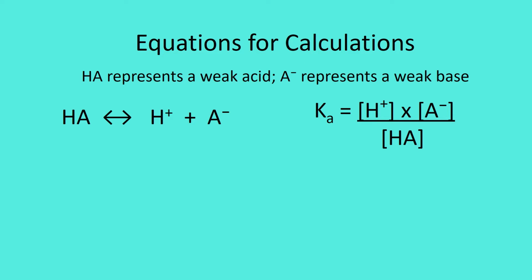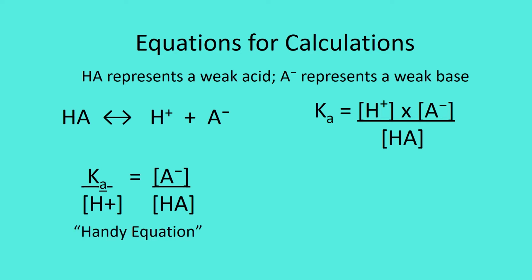The equation for the equilibrium constant for this dissociation, Ka, is H+ times A- over HA. Dividing both sides of the Ka equation by H+ gives us what I'm going to call a handy equation, because it will be handy for some of our calculations. This equation shows that the ratio of Ka for the weak acid to the H+ concentration is equal to the ratio of A- to HA, or in other words, the ratio of the conjugate base to weak acid in our buffer.